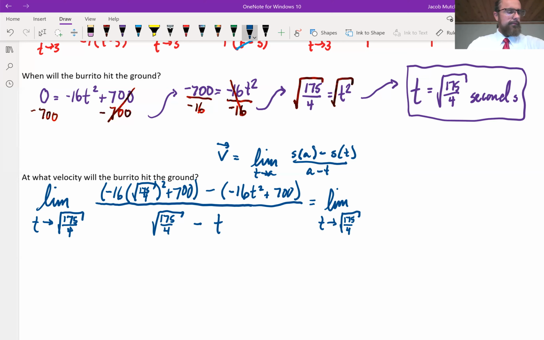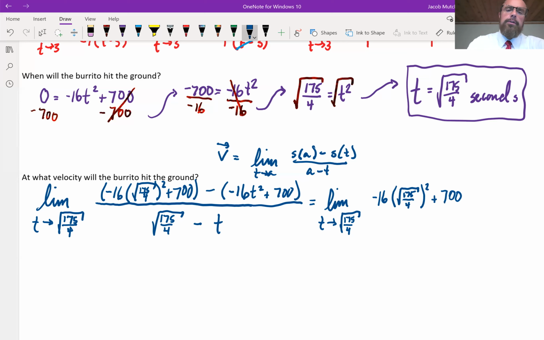Well, let's simplify. So I'm going to actually leave this expression pretty much unchanged because I want to keep 16 ready to factor out. So I'm going to call this negative 16, and I'm even going to leave the square root of 175 over 4 squared. I'm not going to cancel that because I remember from my previous question, the first question here, I ended up factoring a difference of two squares. So I want to keep that visible.